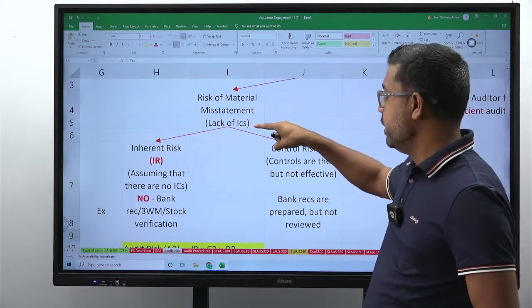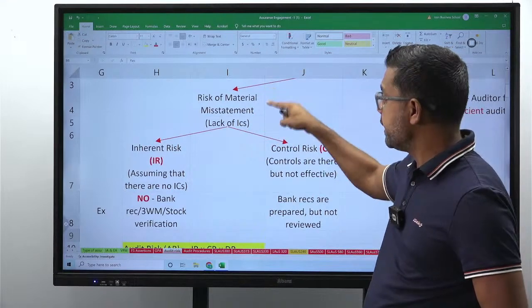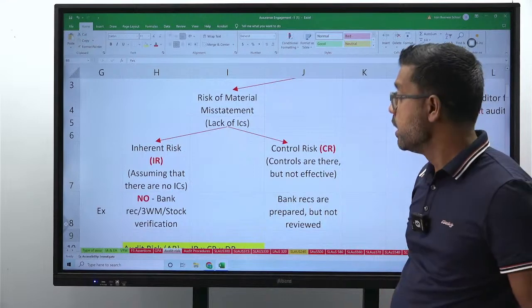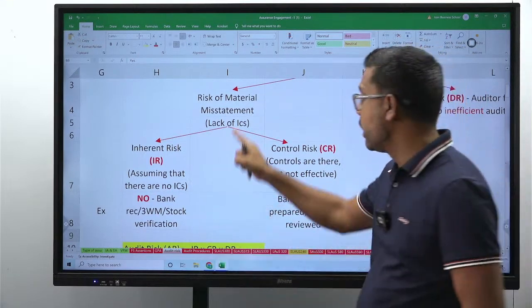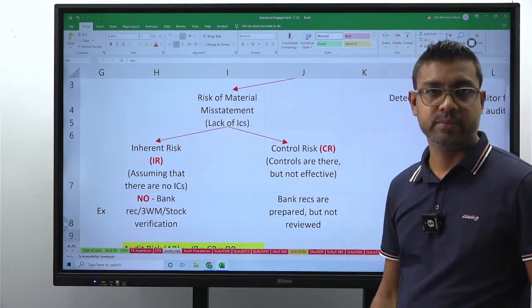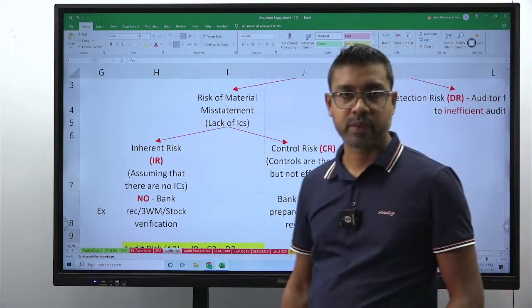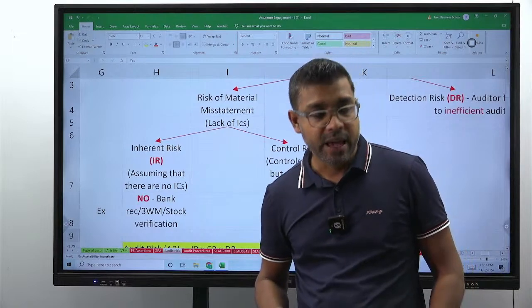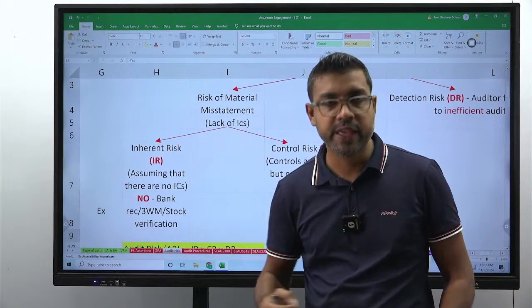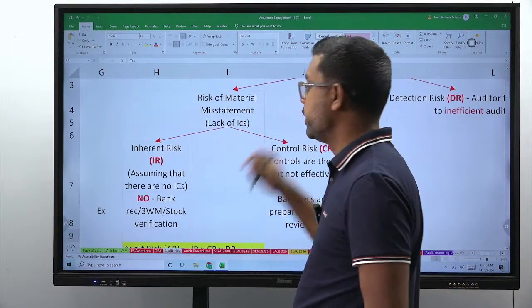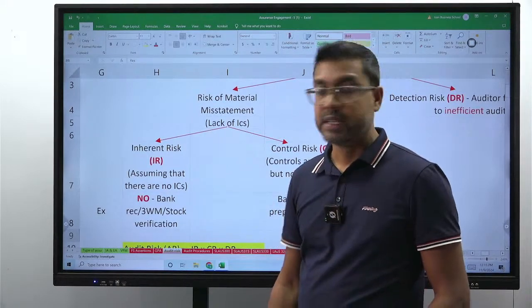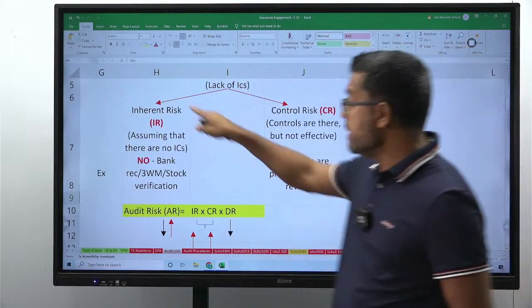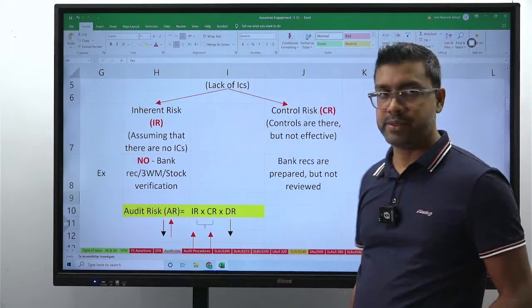Always remember there's a risk of material misstatement, risk of having fraud or errors, because of one reason: lack of internal controls. Always, risk of having fraud or errors are there because of lack of internal controls. That can be divided into two categories again: inherent risk and control risk.